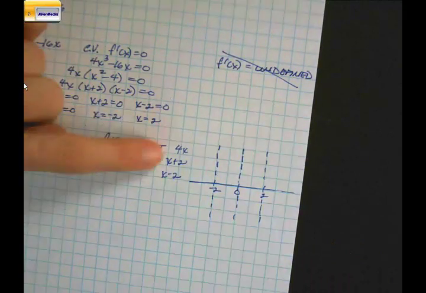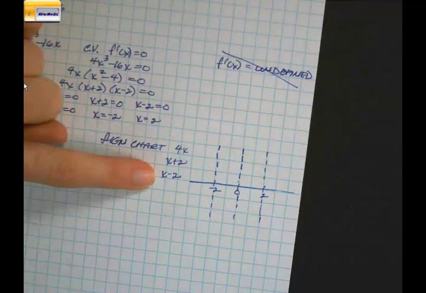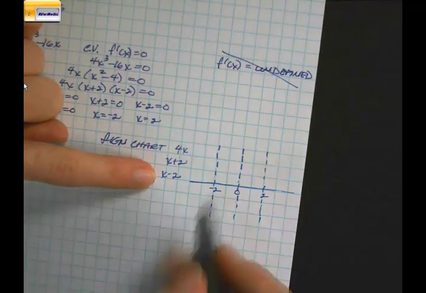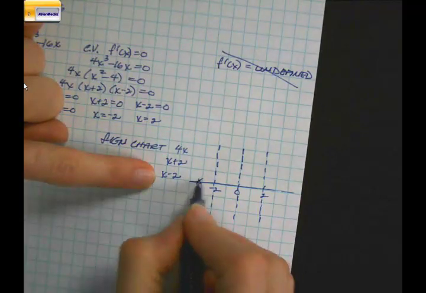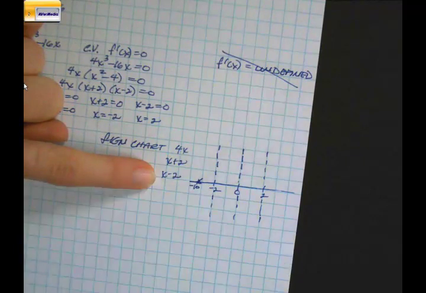We want to know the signs of these 3 factors, meaning is it positive or is it negative in this region? Well, to the left of negative 2, you can pick a test point. I don't know, negative 10. Any number to the left of negative 2. You could pick negative 100. Okay, just a number to the left of negative 2.